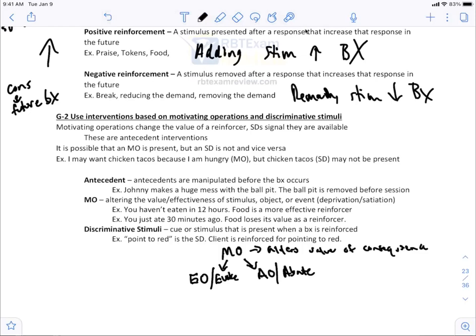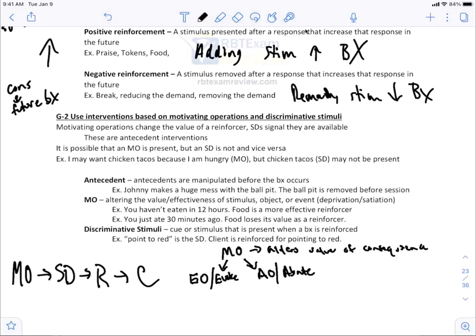MO is very, very straightforward, right? How does it go? We have our MOs come before our SDs. This is our 4-term contingency, response, consequence, okay? MOs alter the value effectiveness of the stimulus object, and they can evoke or abate behavior, meaning we can see more behavior because of the MO, or we might see less of the behavior because of the MO, okay? Of course, our antecedents happen before the behavior. They're manipulated before the behavior occurs, right? So antecedent interventions are proactive. We're trying to prevent something from happening, right? We're trying to evoke something before it happens.